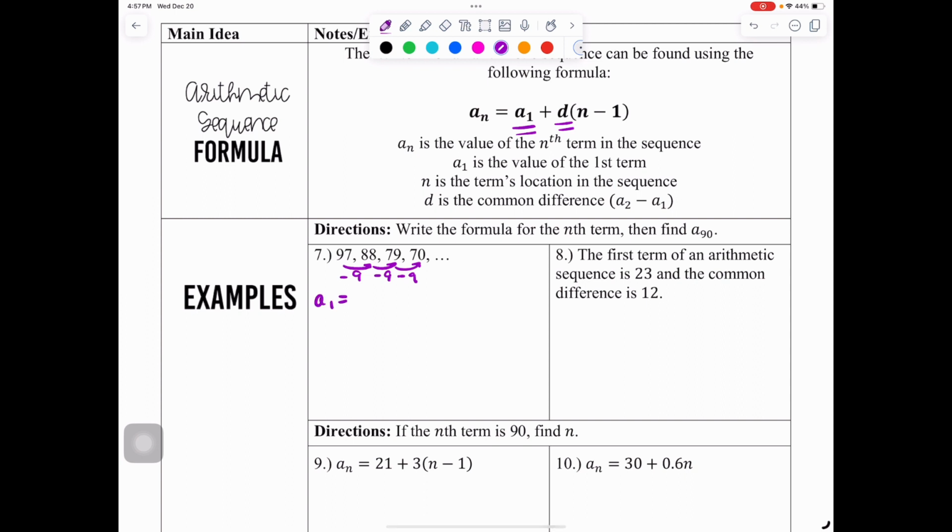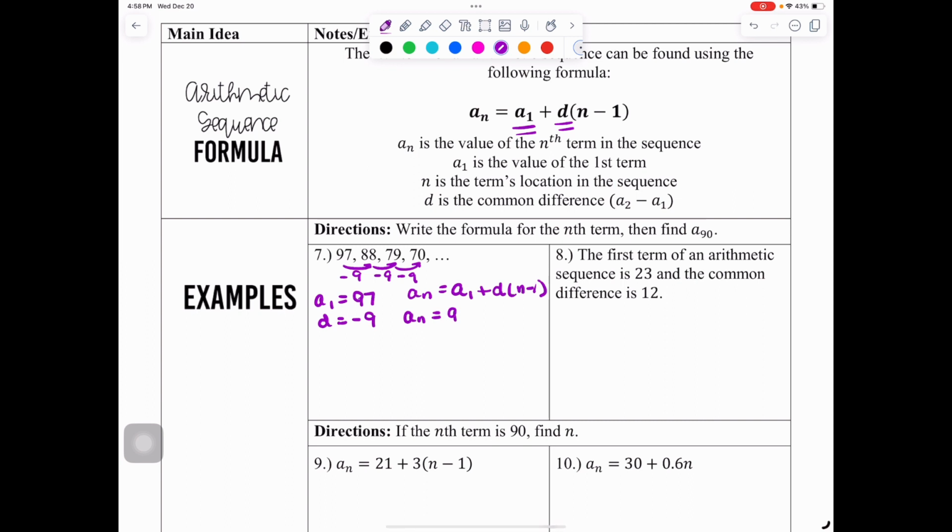A sub 1 is the first number in the sequence, 97. And now we know the common difference is negative 9. So I have everything I need to write the formula. The generic formula, remember, is a sub n equals a sub 1 plus the common difference times n minus 1. We're going to fill in everything we know. So we know a sub n is generic.